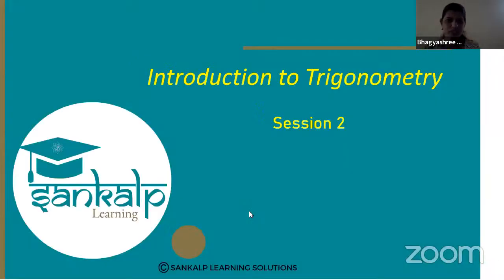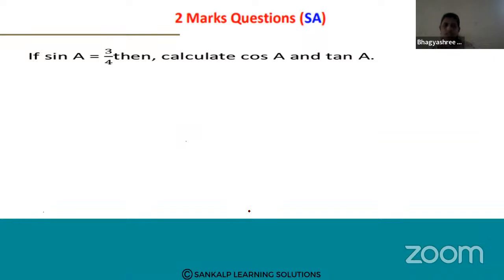Another question I want to solve, 2 more questions. Sin A is equal to 3 by 4. Then calculate cos A and tan A. So one ratio they will give, and they want us to find out the value of cos A and tan A. They can give any ratio: cos A, sec A, cosec A, cot A, anything. Only one ratio they will give, and we have to find out the other ratios.